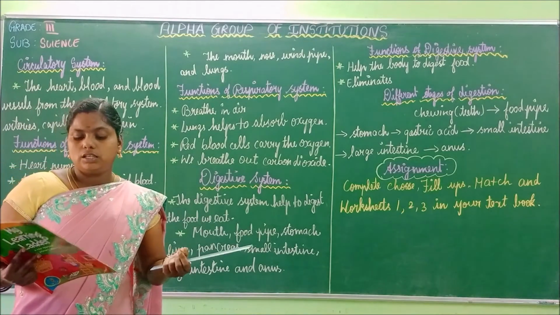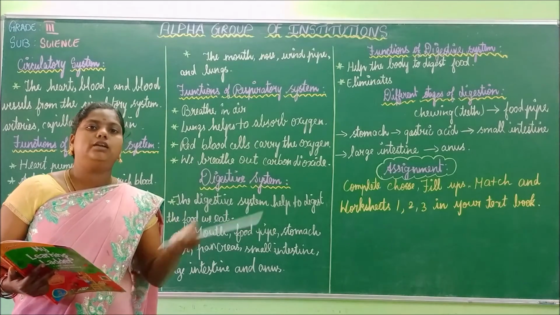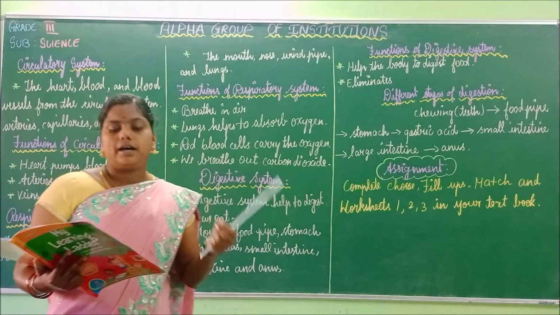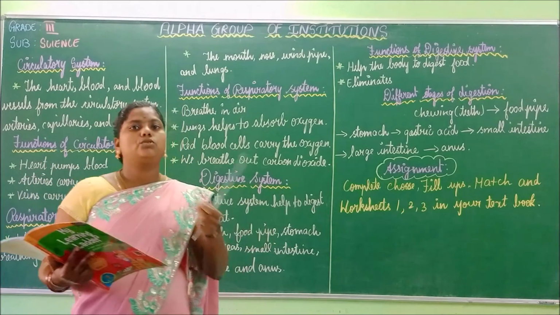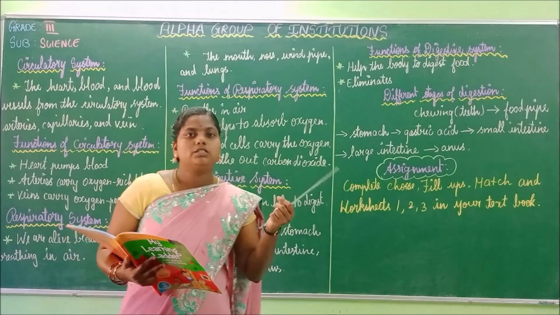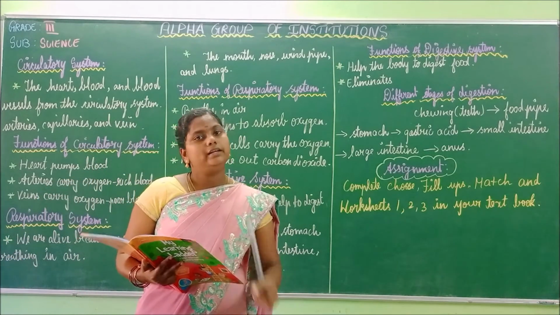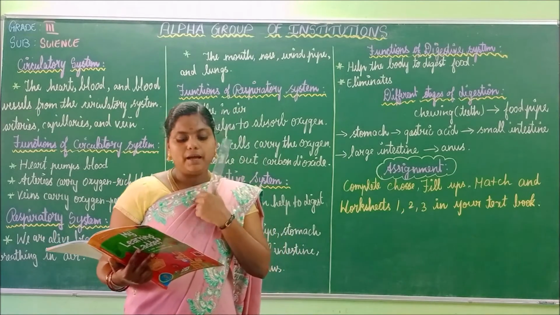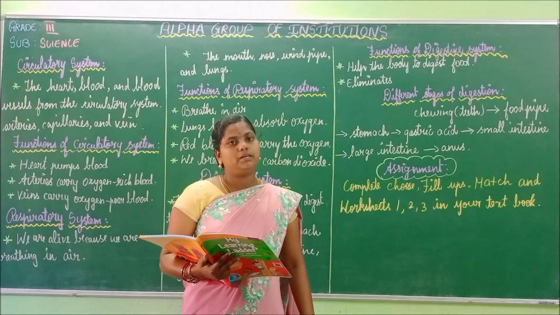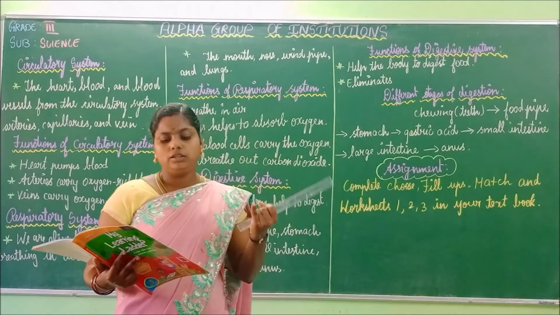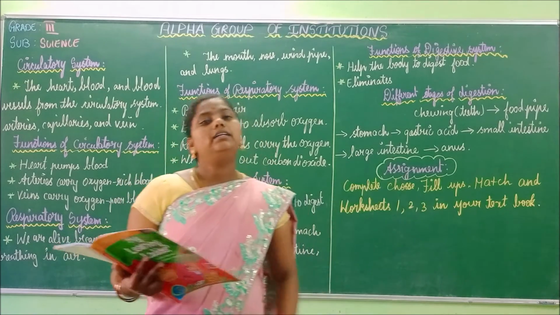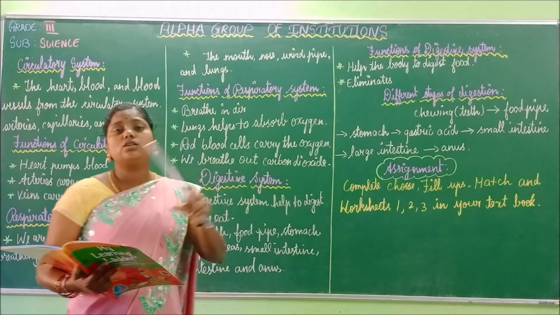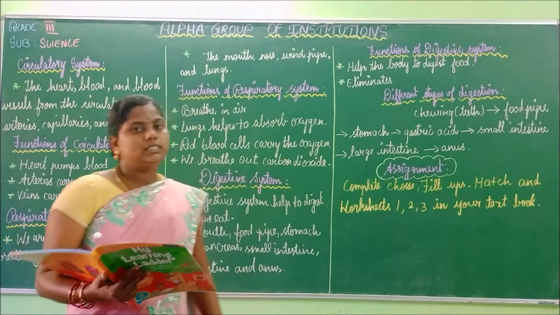Our body needs oxygen to function. The organ system that helps us breathe is called the respiratory system. The mouth, nose, windpipe and lungs form the respiratory system.